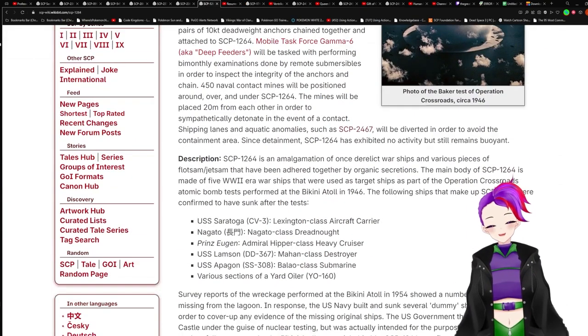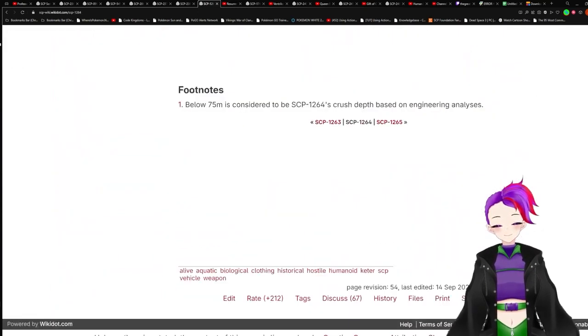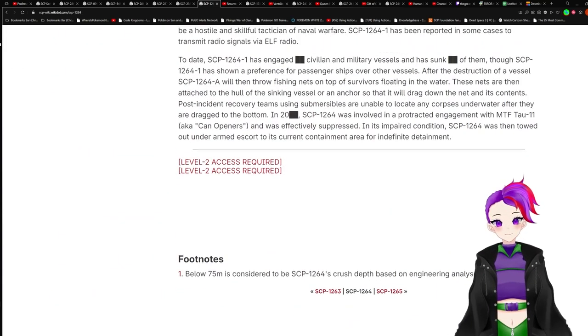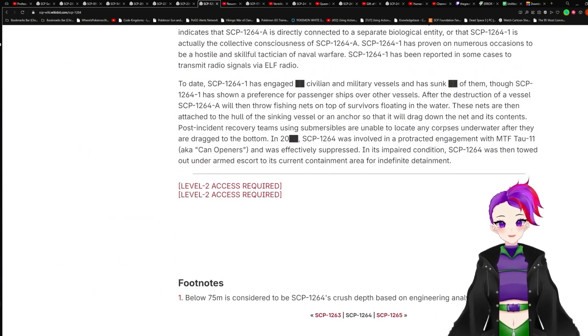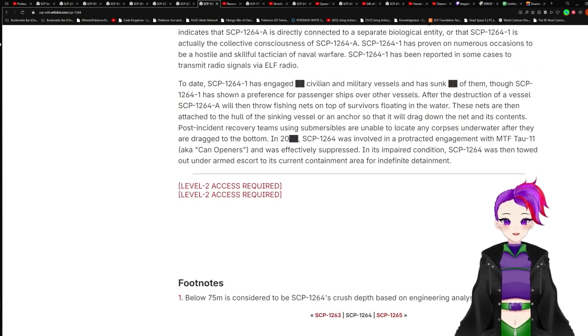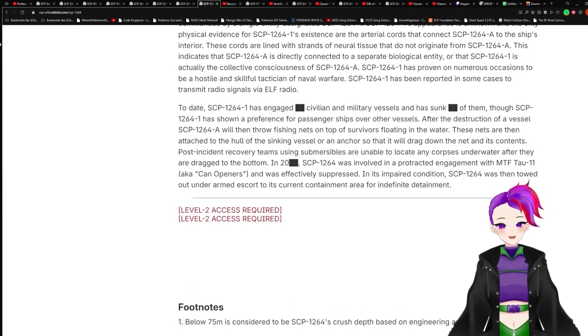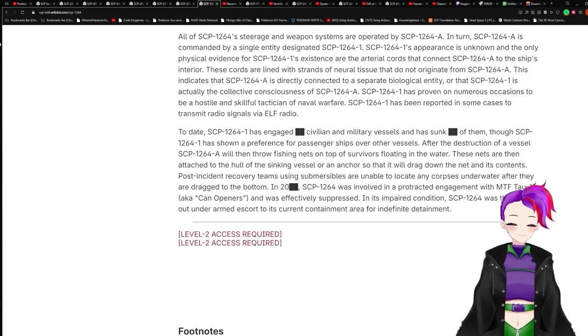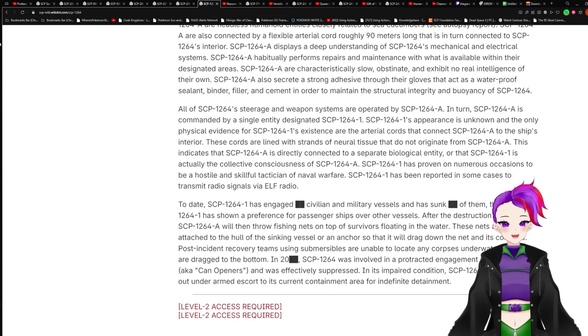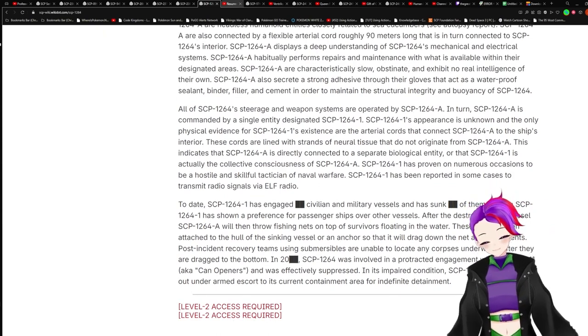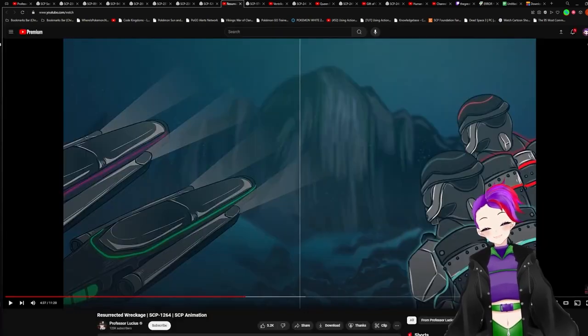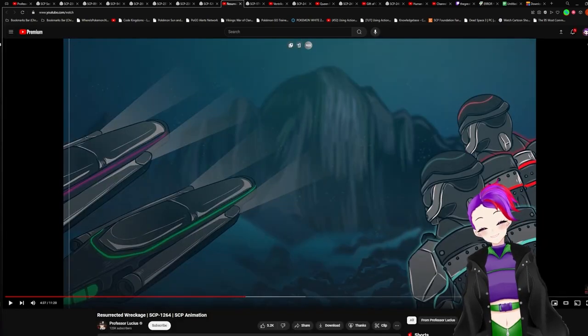When they captured it, because it was then towed under an armed escort. Yeah, they used their own ships, like big ships and submarines. They didn't use Power Rangers. Okay.